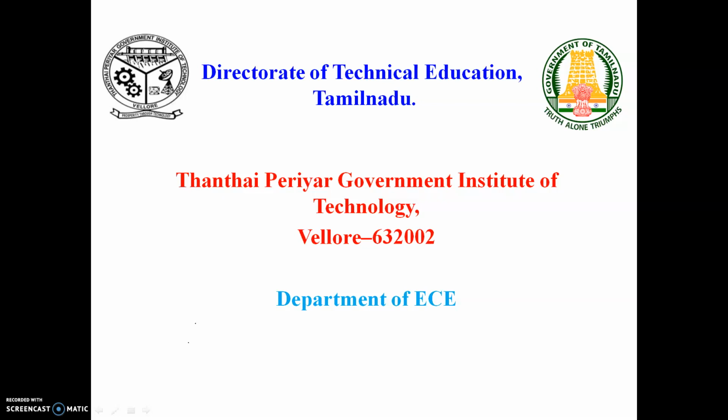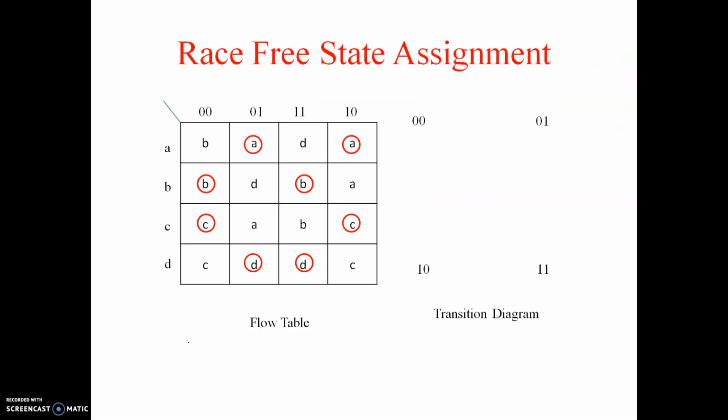In this video lecture, we are going to discuss race-free state assignment. Let us consider this example for a race-free state assignment. It is a 4-row flow table example that we are going to see now. First, we have to put the transient diagram for this flow table. Now let us put the transient table, and the circled entries are the stable states. Now let us put the transient diagram.